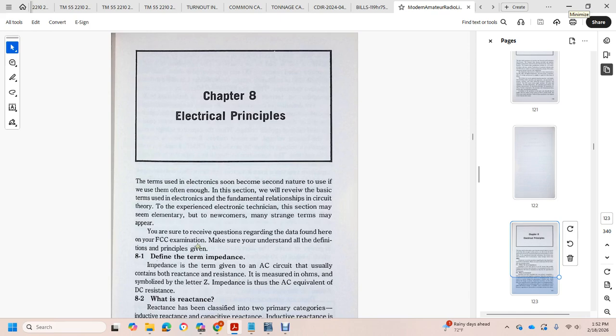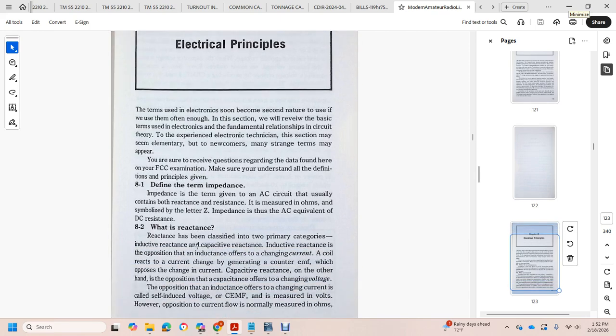Make sure that you understand the definitions and principles given. Define the term impedance. The term is given in the AC circuit, usually containing both reactance and resistance, with its measure in ohms, symbolized with the letter Z. The impedance of the AC is equivalent to the DC resistance. What is reactance? Reactance is classified into 2 primary categories: inductive and capacitive reactance.